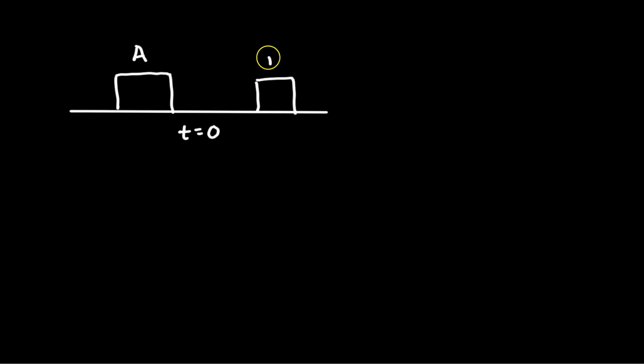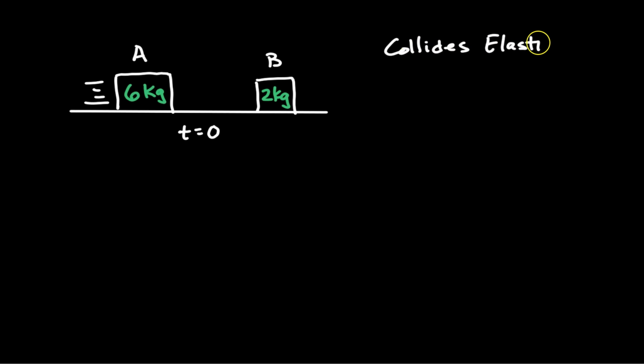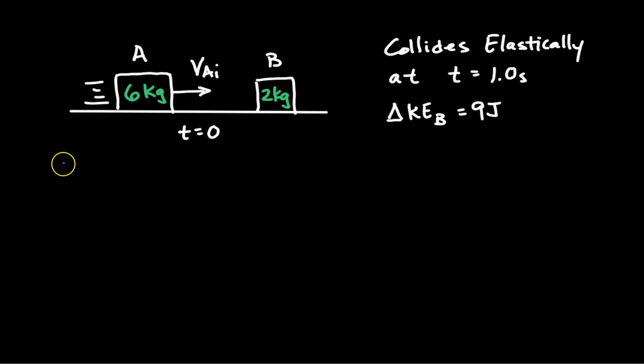In this problem, we start with two blocks, block A and block B. At time equals 0, block A is moving towards the right, and block B is initially at rest. Block A has a mass of 6 kilograms, and block B has a mass of 2 kilograms. At 1 second, block A collides elastically with block B. This results in a change in kinetic energy of block B of 9 joules.